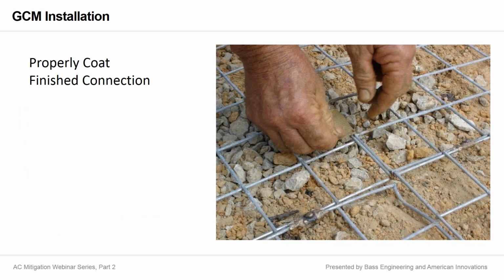Now you can help your CP system, just like we do with our pipelines, by coating that weld material. Most often we would use a wax tape product to do that. It's easily handled. It's moldable to that irregular shape that's going to be associated with that weld material.